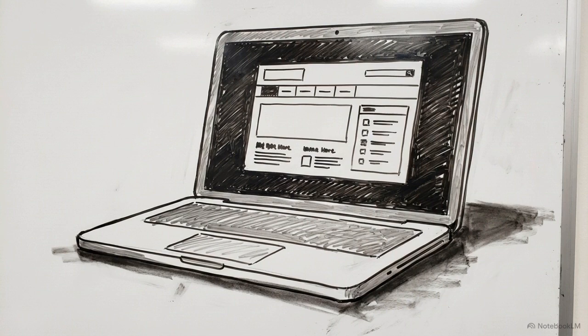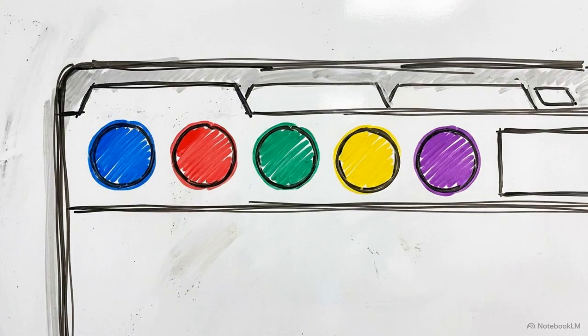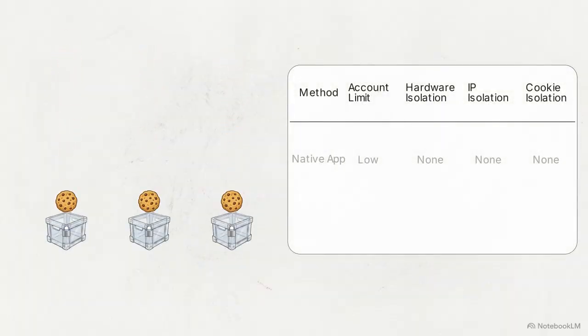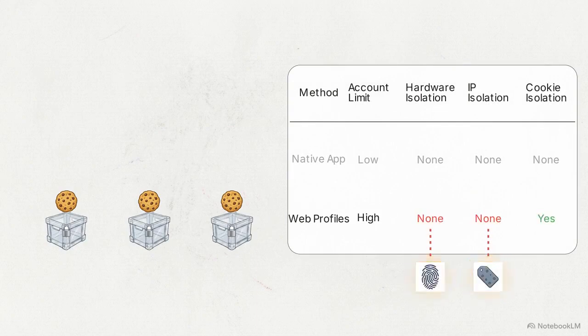A common desktop middle ground is using the Threads.net web interface. Managers set this up by creating separate Chrome or Firefox browser profiles dedicated to each brand or client account. This establishes cookie isolation. It keeps login sessions distinct and neatly organizes your desktop workflow. As shown in our matrix, web profiles still share the computer's overarching hardware fingerprint and IP address with Meta.